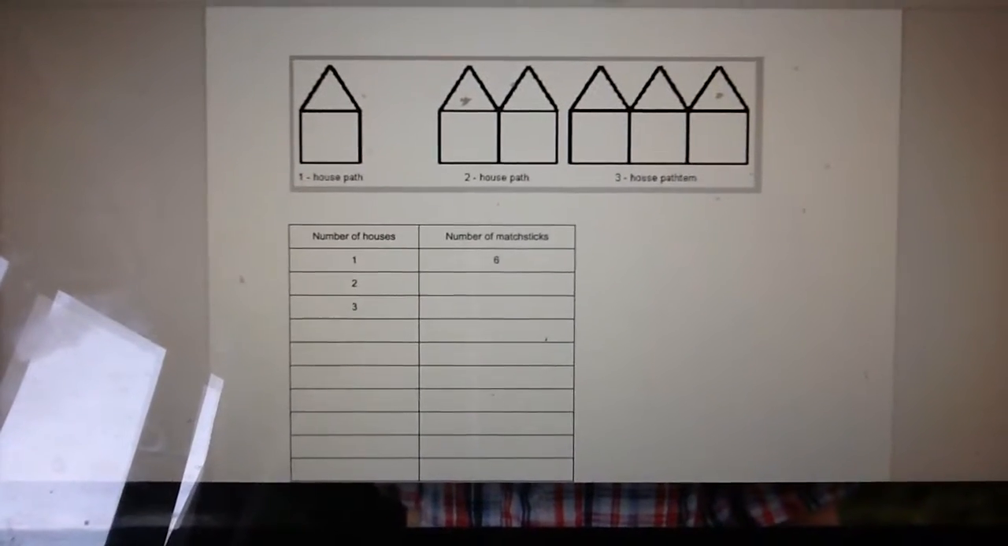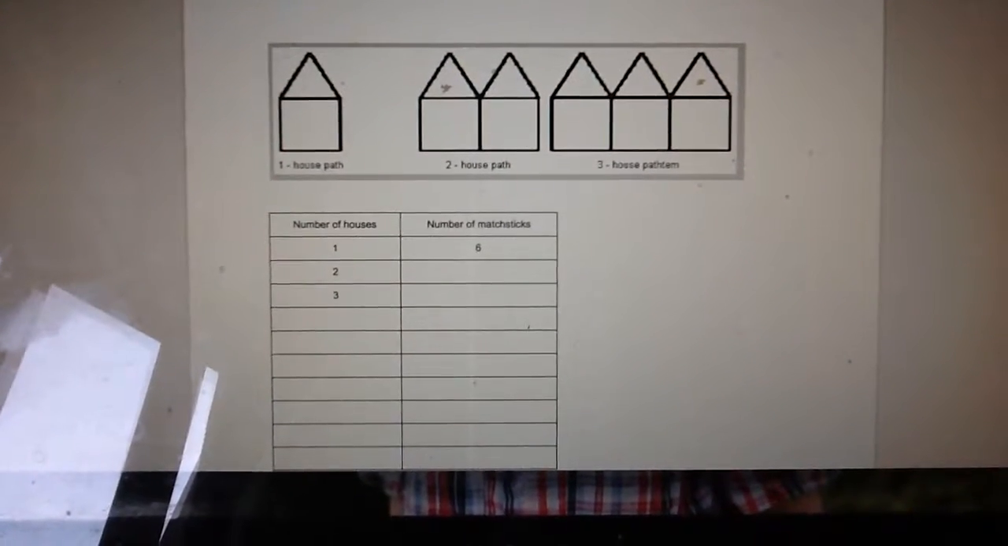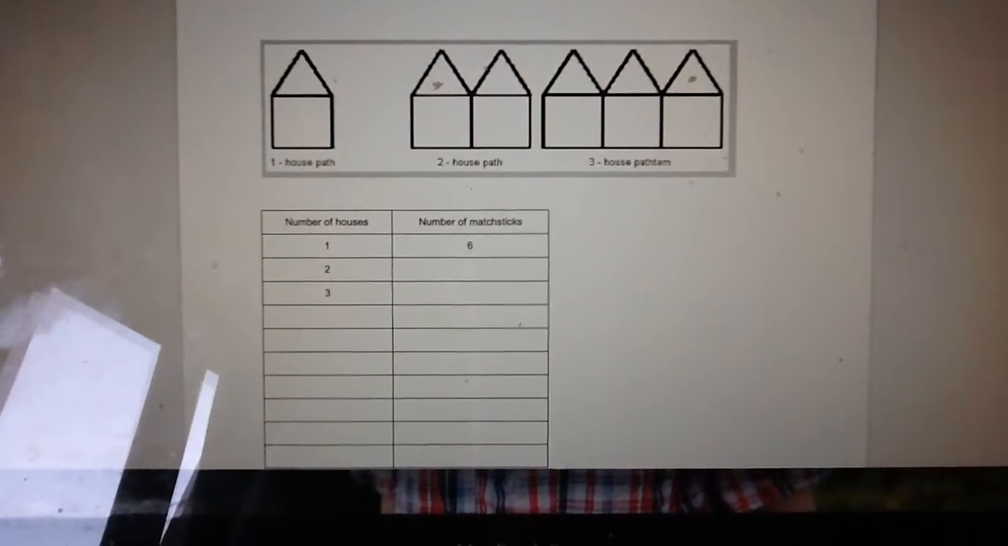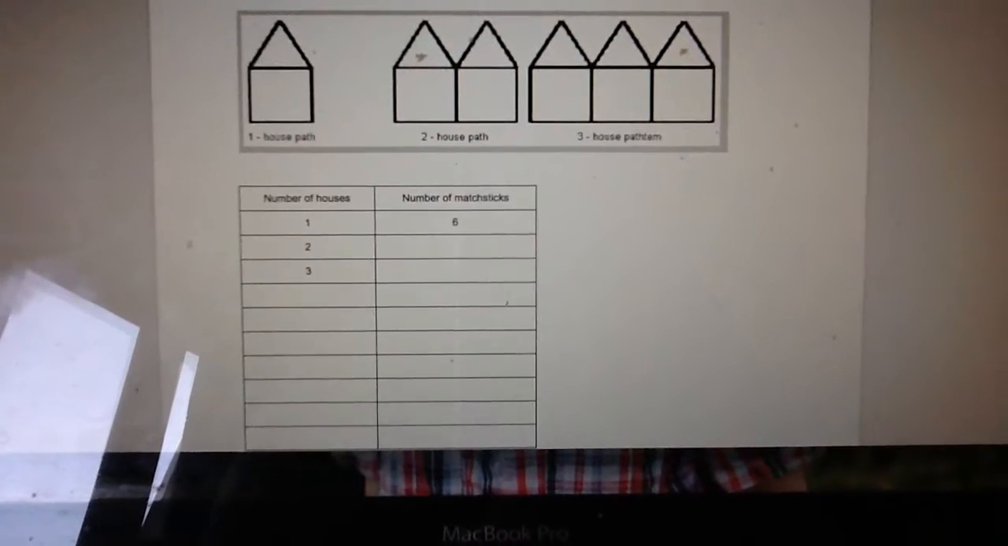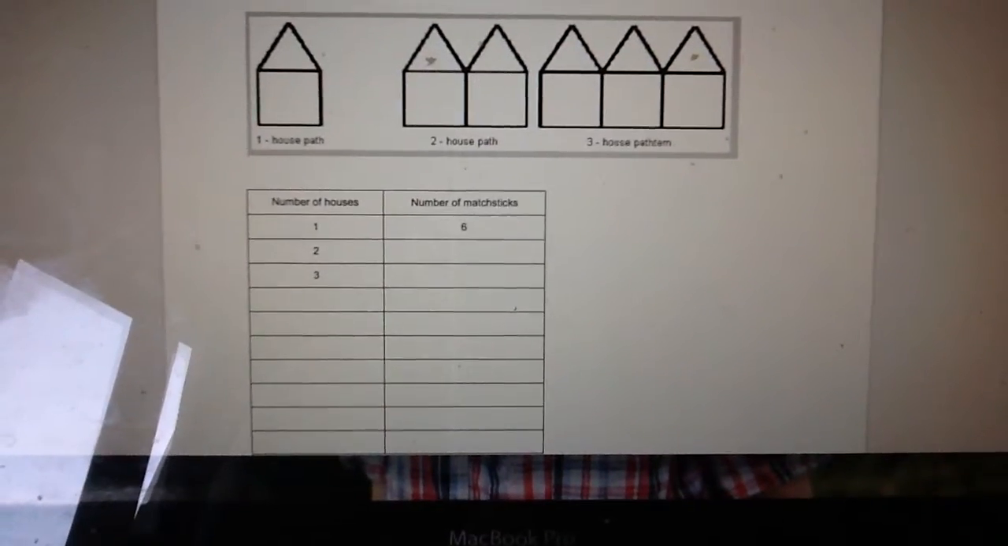Okay, we're going to be looking at patterns and growing patterns, or sequential patterns we call them, and we're going to be looking at how we can use addition and subtraction to help us to identify the rule and continue the growing pattern. You can see here that I've got some houses.